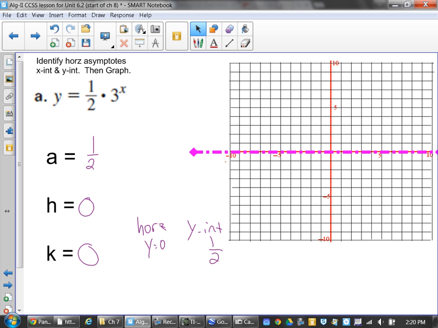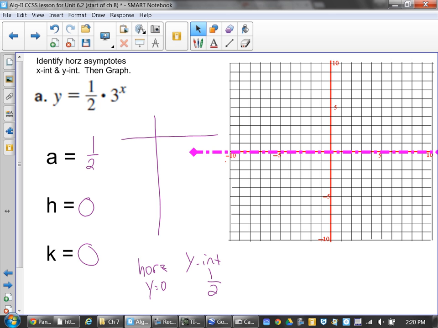The rest of it, we need to show how to get the ordered pairs. And this is where being able to use some really easy fractions works out. We're going to do the table again. Pick the same numbers: -2, -1, 0, 1, and 2. So it's 1/2 times 3 to the -2, 1/2 times 3 to the -1, 1/2 times 3 to the 0, 1/2 times 3 to the 1, and 1/2 times 3 squared.